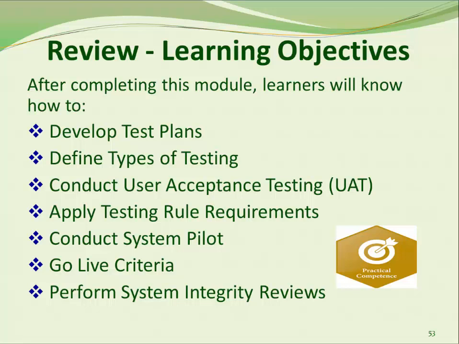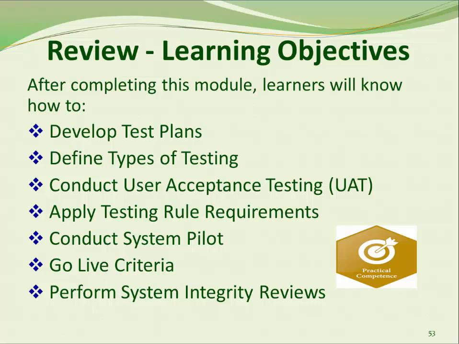Now at this point, you should have a good overview of what it takes to get your system turned on, so to say. In summary, getting to go live involves many detailed steps. We have reviewed these project milestones: what a test plan must include, the types of development testing, how to prepare for and conduct a UAT. This includes your UAT environment, trained testers, well-developed test scripts, and regression testing. The requirements of the new testing rule and how they apply to UAT and pilot.